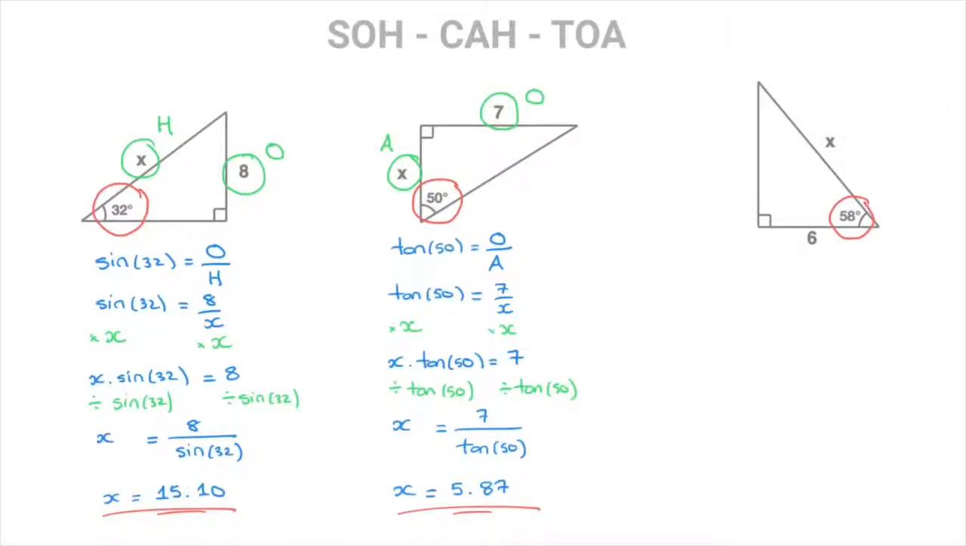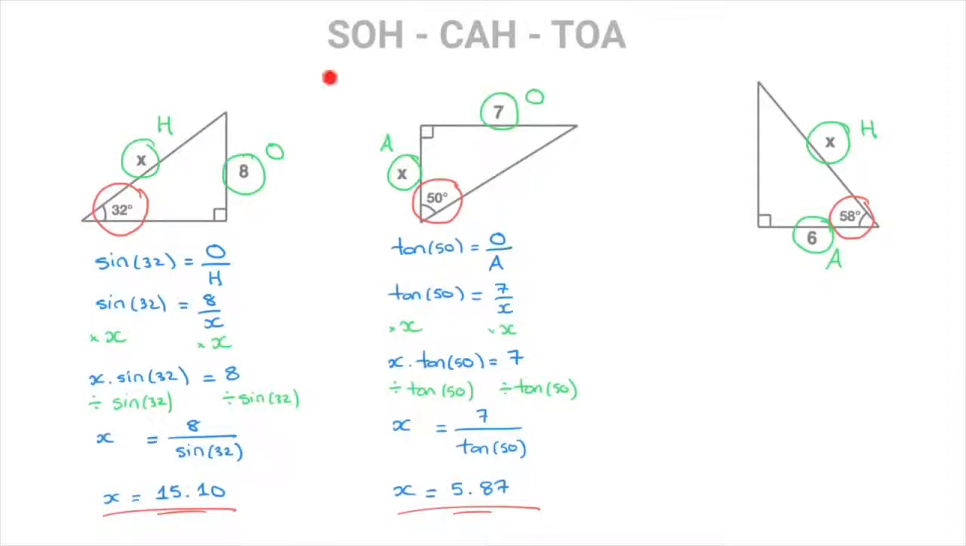Now we summarize the information we're given relative to this interior angle. Well, we can see that we're given the side length 6, which relative to that 58-degree angle is the adjacent side length, so I mark it with a capital A. Furthermore, we can see that the unknown side length x is the hypotenuse of this right-angled triangle, so I mark it with a capital H.